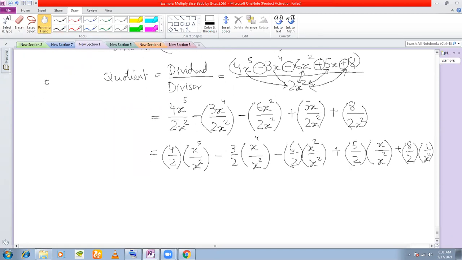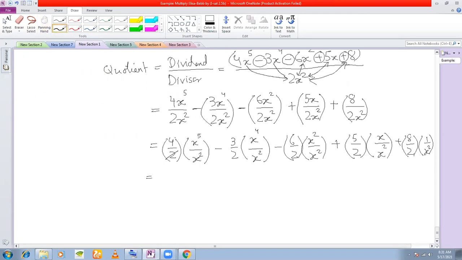Okay, so now we cancel out what cancels. So you have 2 cancel with 4 twice, and here you have x to the power of 5 minus 2, minus 3 by 2 will remain as it is. X to the power of 4 by x square will give you 4 minus 2, minus this will cancel, you get 3, and this x square will cancel. You simply get 3 into 1. Okay, plus 5 by 2, you have x to the power of 1 minus 2, plus, and here 2 will cancel with 8 4 times. So 4 into 1 by x square will simply give you 4 by x square.